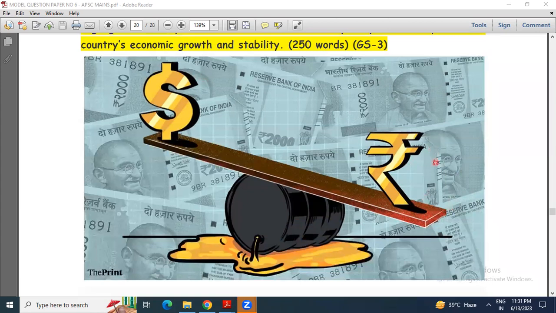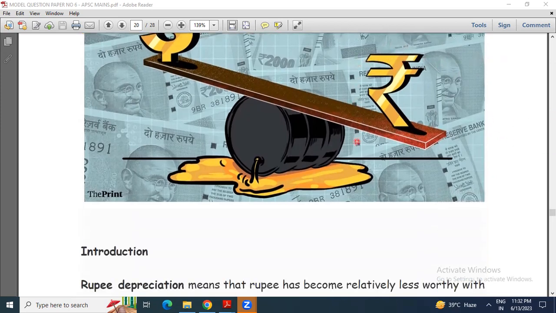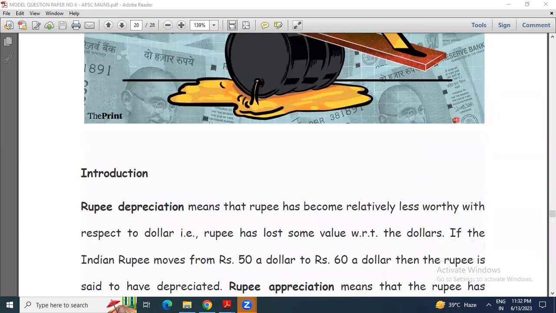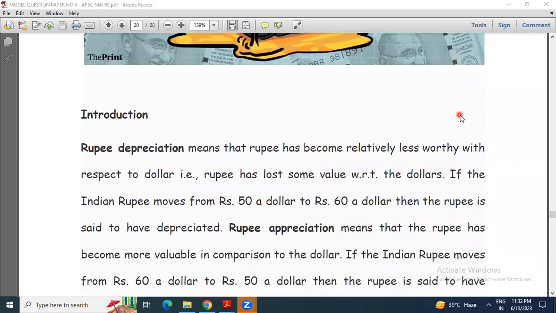So the main focus of this question is the depreciation of the rupee these days. If you have gone through the national news, then you have found that depreciation of the rupee is taking place, and as a result, many financial problems like inflation are happening. So we'll talk about them through the answering of this question.